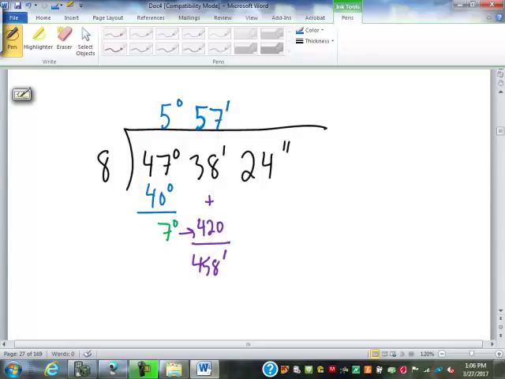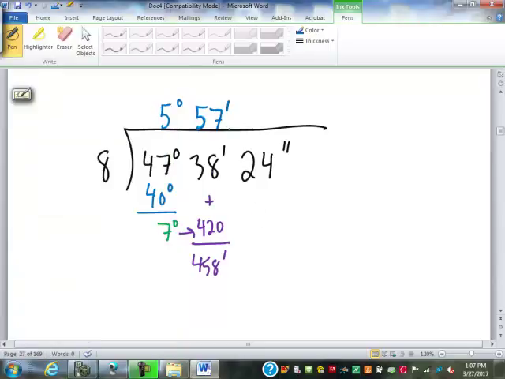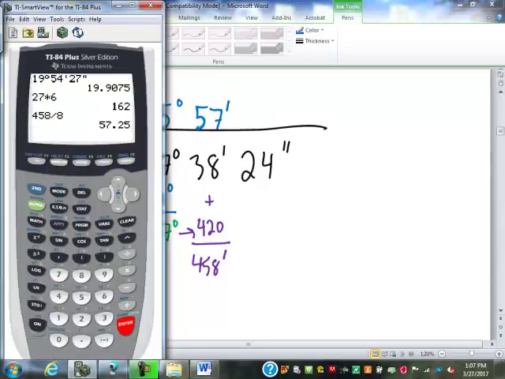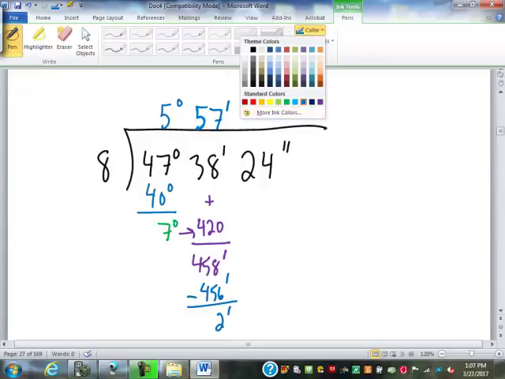It's 57. If I punch it in the calculator, 458 divided by 8 is going to be 57 point something. 57.25. So it's 57. So I do 57 times 8. It's going to give me 456. I subtract, that's 2 minutes left over.